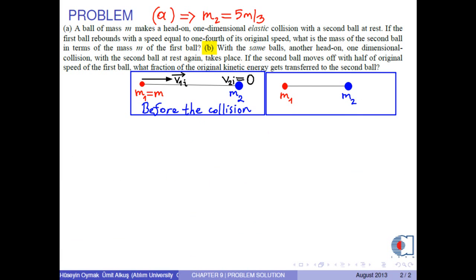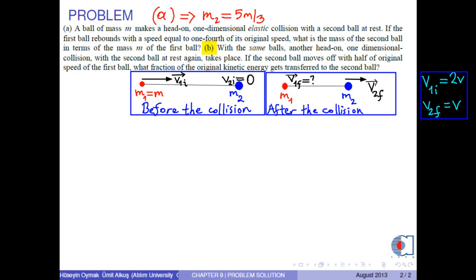B. With the same balls, another head-on, one-dimensional collision with the second ball at rest again, takes place. If the second ball moves off with half of original speed of the first ball, what fraction of the original kinetic energy gets transferred to the second ball?